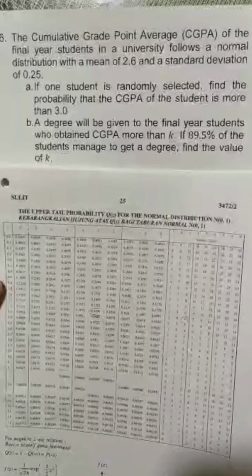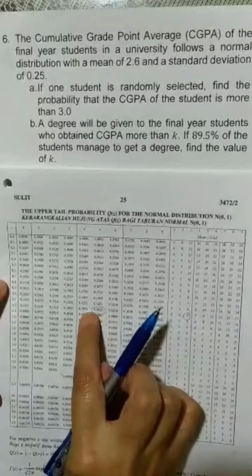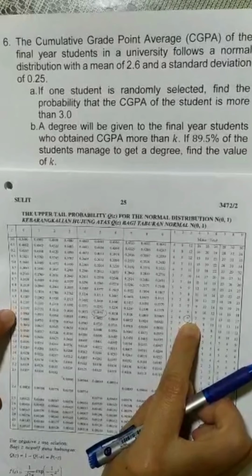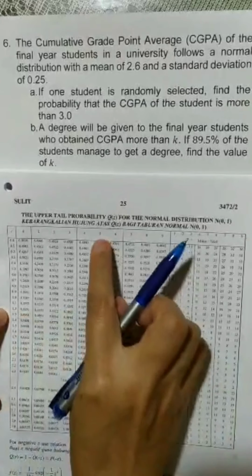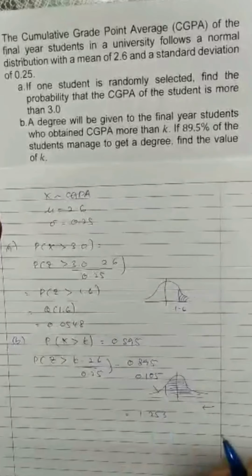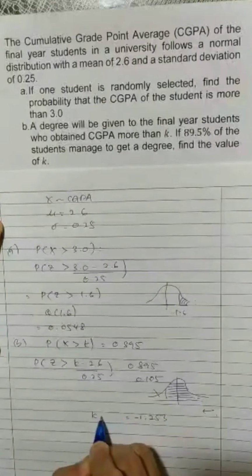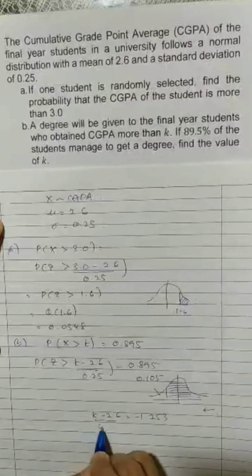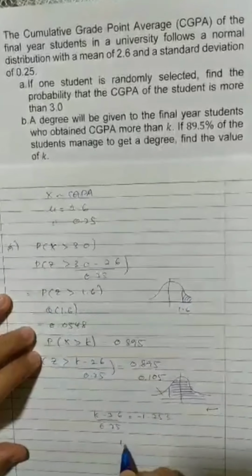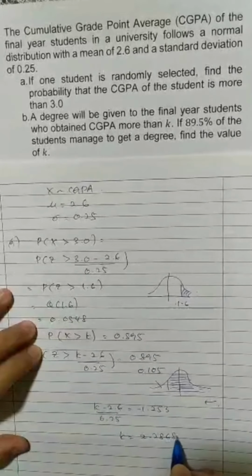For 0.105, the nearest one is 0.1056, so you have to minus 6, so the Z score is 1.253. But the position is at the left, so negative. So (K minus 2.6) over 0.25 equals negative 1.253. So K equals 2.2868.